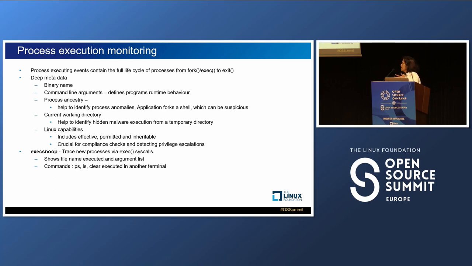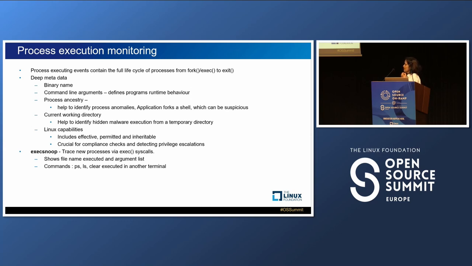So in that case, who is the parent process of that, that information can be collected from the process execution. It means what application has been spawned, it might be some malware or some suspicious application. And other information like the current working directory would also help to identify if there are some hidden malware executions happening from some temporary directories. So this directory information is one of the resources to get more visibility from the security point of view.